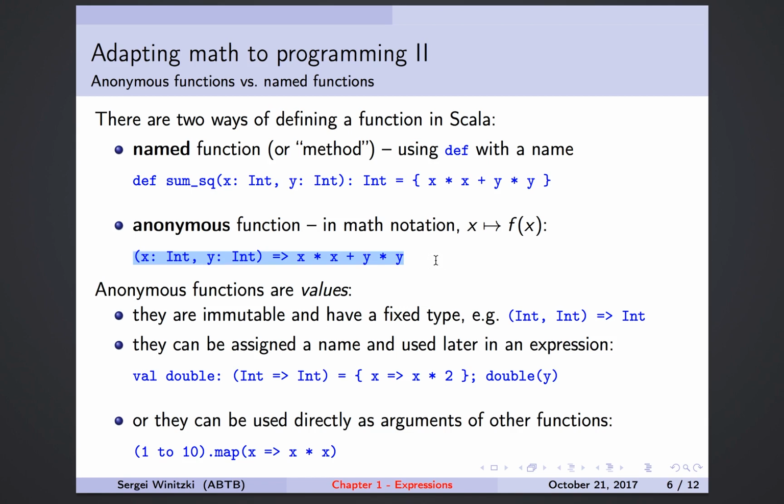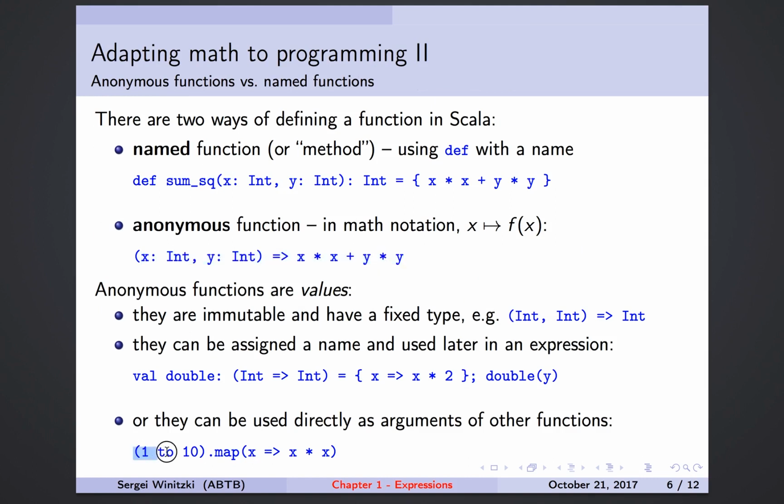This is a function. It computes a sum of squares. Cannot change it. Once you define it, that's it. Just like a value. It has a fixed type. Can be assigned a name. Can be used later in some expressions. Or it can be used directly as an argument of a function.